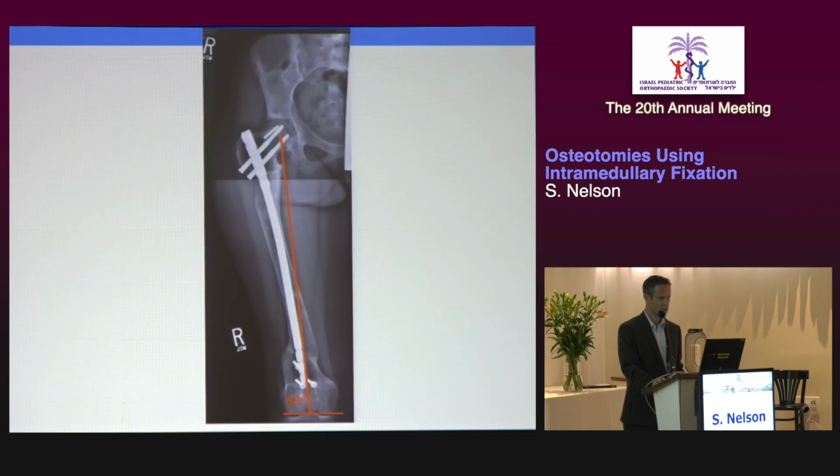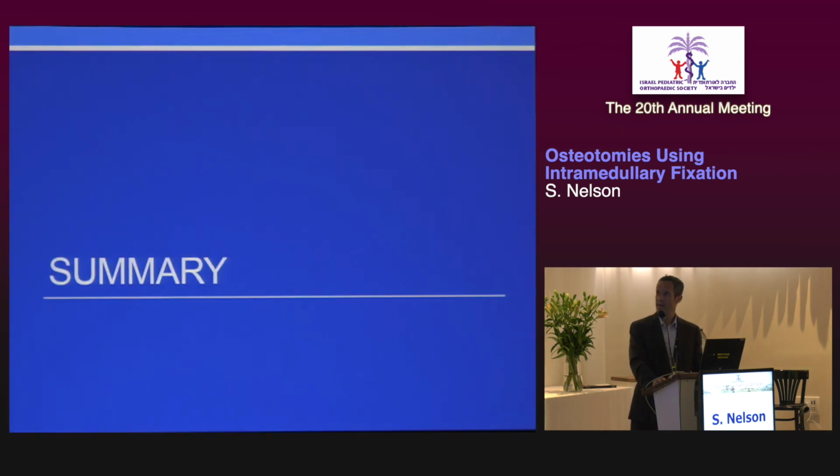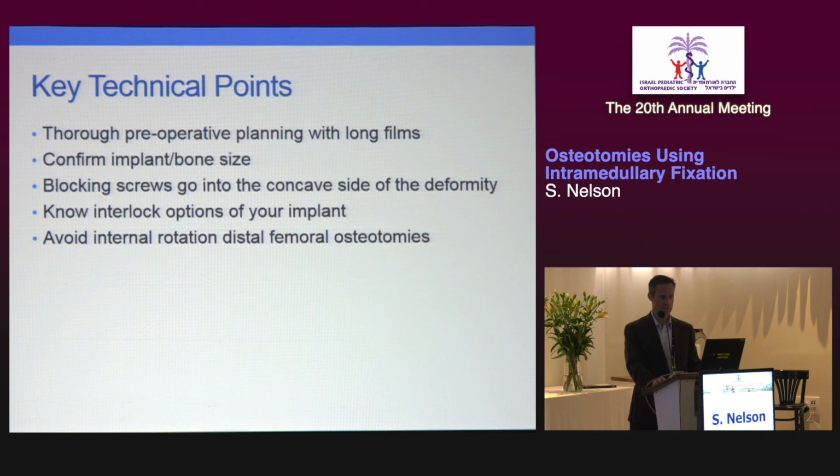Final healing here. There was a small revision necessary. You see a broken screw up there, and fibrous dysplasia takes a little bit longer to heal in some cases than normal bone. Key technical points: thorough preoperative planning with long films. Confirm your implant and your bone size, leaving enough room for reaming, and at least 3 to 3.5 millimeters of cortical diameter surrounding the nail on all sides.